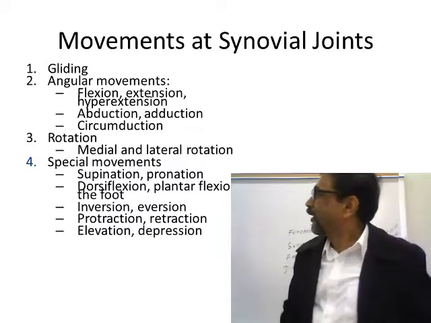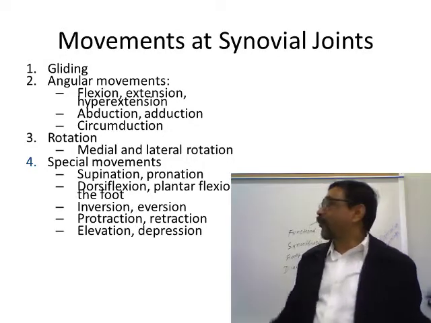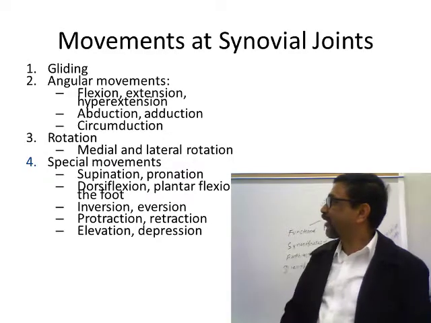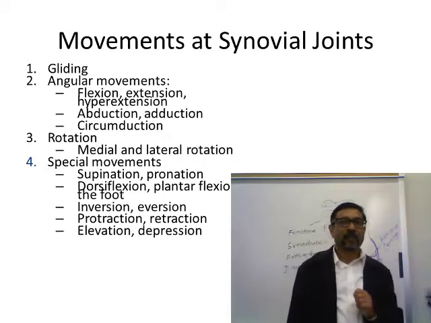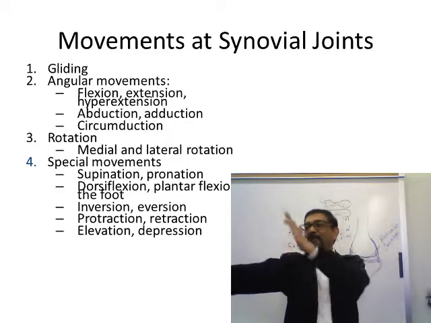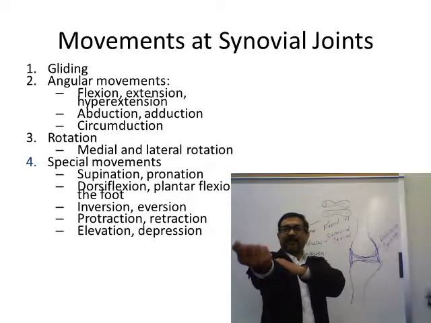Now there are different types of angular movements: flexion, extension, hyperextension, abduction, adduction, and circumduction. Let me give you the example of each. Okay. So this is elbow joint, and this is the flexion of your forearm. Flexion of forearm at the elbow joint. Now in flexion, you will now tell me this size is getting what? Smaller. Is it clear? So in flexion, the angle gets smaller, bones come close to each other. Makes sense? These two bones are coming close to each other.